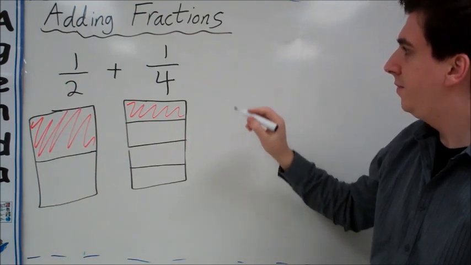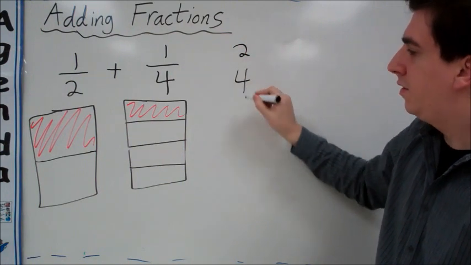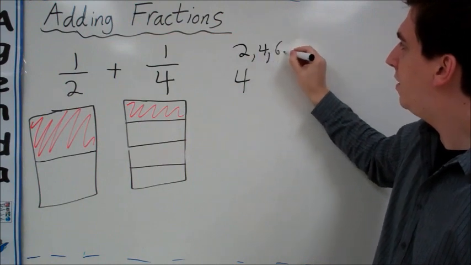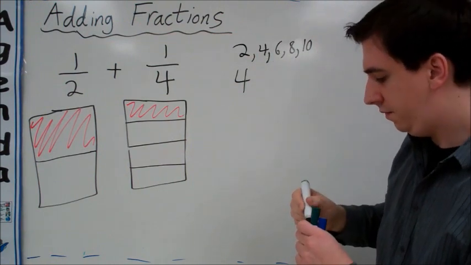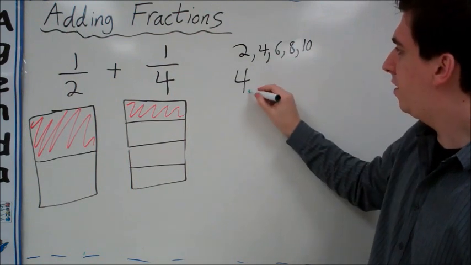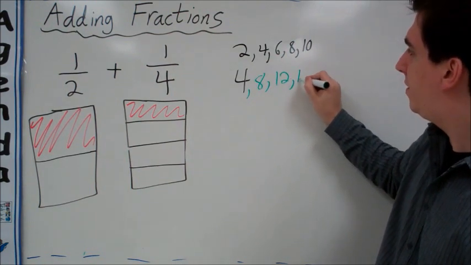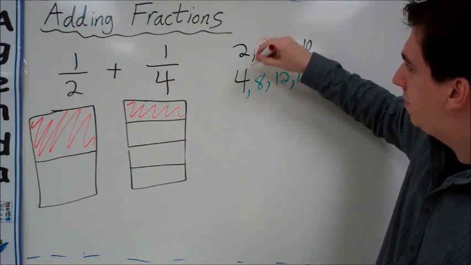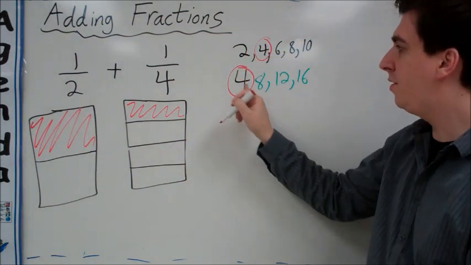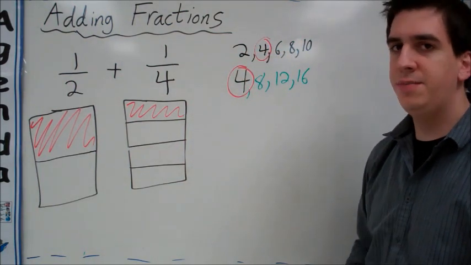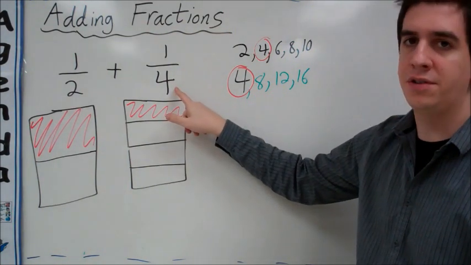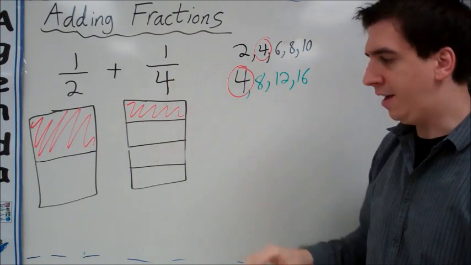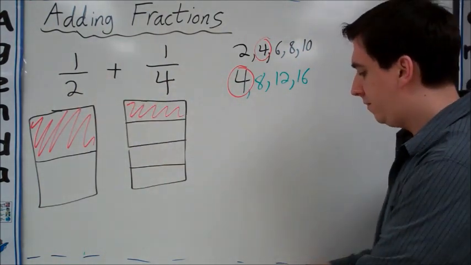So let's try this. 2 and 4. Let's make a list of multiples there. Multiples of 2 are 2, 4, 6, 8, 10. Multiples of 4: 4, 8, 12, 16. Was anything in common here? The 4 was. Sometimes that least common multiple can be one of the numbers itself. So this means we're going to need to change our fractions into fourths. Since 1/4 is already in fourths, we don't need to change that. Our 1/2 we need to change though.